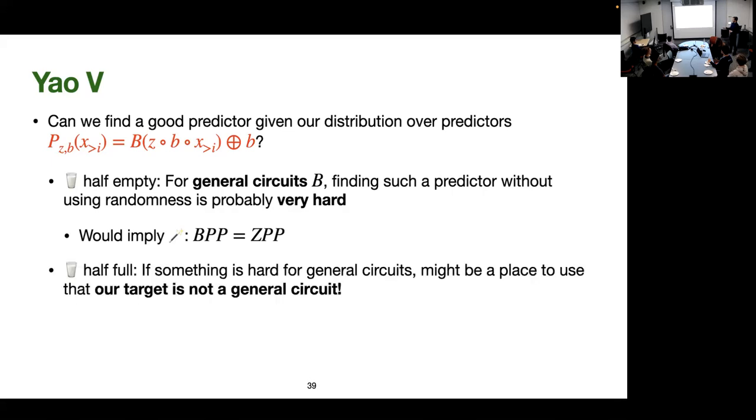The glass half full perspective is that if something is hard for general circuits, and our goal is to use special properties of small space algorithms, this might be a good place to use that our target is not a general circuit. Because we're not actually dealing with a general circuit here. We're dealing with a graph or a read-once branching program.